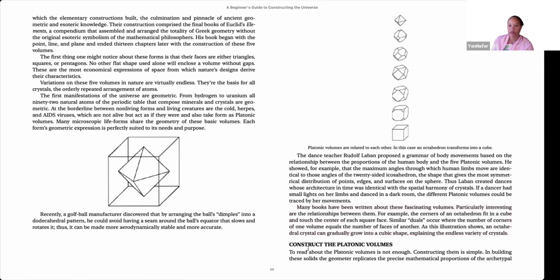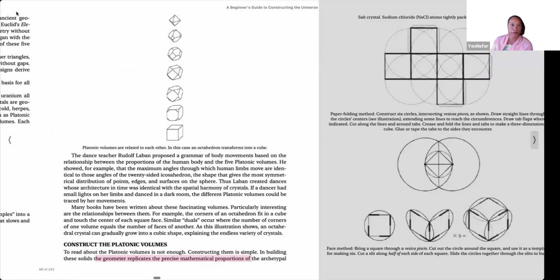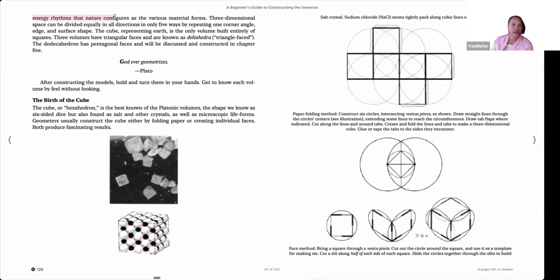Construct the Platonic volumes. To read about the Platonic volumes is not enough. Constructing them is simple. In building these solids, the geometer replicates the precise mathematical proportions of the archetypal energy rhythms that nature configures as the various material forms. Three-dimensional space can be divided equally in all directions in only 5 ways by repeating one corner angle, edge, and surface shape.